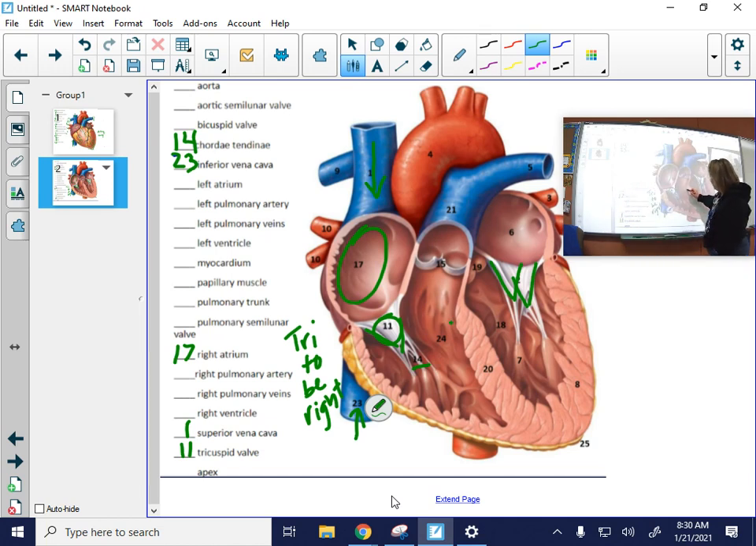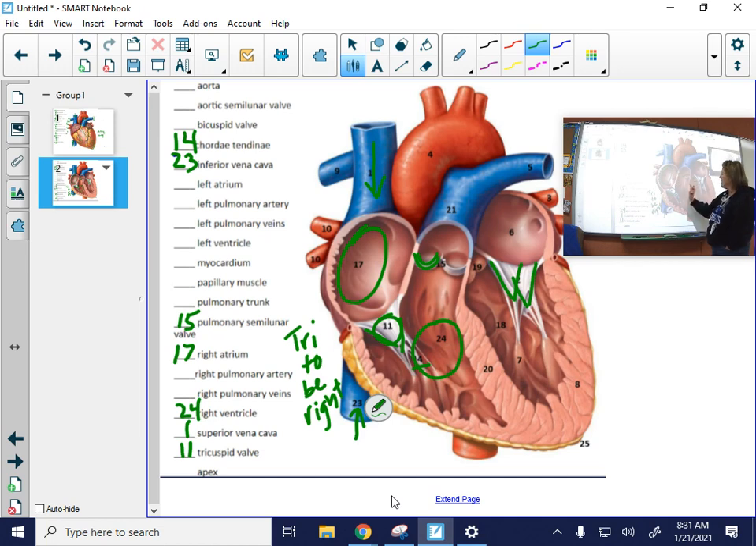Then from there, we are in the right ventricle, 24. And when the right ventricle contracts, we're going to go past number 15. Now what I want you to notice here is the shape of these. These are called the semilunar valves. This one is the pulmonary semilunar valve. Pulmonary semilunar valve, I just covered up the number, is 15. And it's shaped like a half moon because it forms a little cup here.